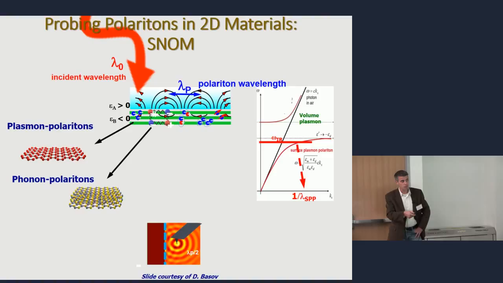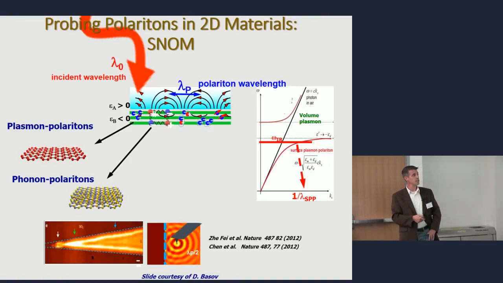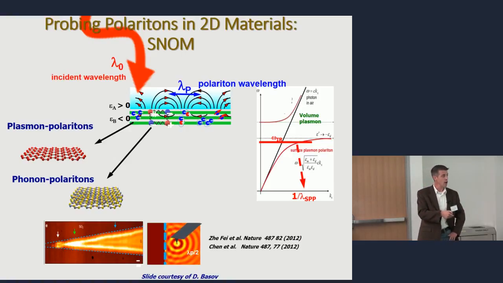Use the edge of one of these 2D materials, or a nanostructure, right? Whereby you can launch from your tip. It can basically propagate out, reflect back, and now by looking at the interference pattern created from the launched and back-reflected light, you can measure that polariton wavelength. Basically, the distance between two interference fringes is half the wavelength. And by doing so, you can make, say, graphene ribbons. These are triangular-shaped ribbons that were used by these two groups almost simultaneously back in 2012 to do the first mapping of graphene plasmons using this technique.